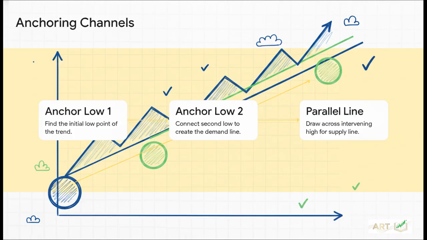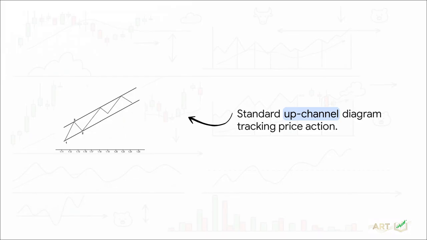Step 1, you anchor the initial low. Step 2, anchor the second low to create your demand line. And step 3, you draw a parallel line across the intervening high to create your supply line. Let's break down what this actually builds. When you follow those steps, you build a very clear channel.